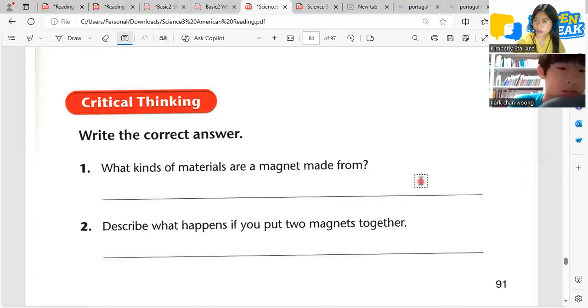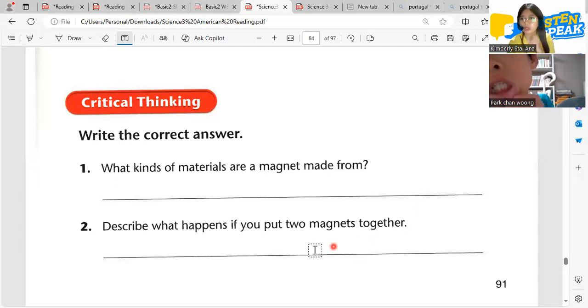How about number two? Describe what happens if you put two magnets together. It can repel or attract. Yes, whether it repels or attracts depends on which sides or poles you point at each other. If you use the same pole, they will repel each other. But if you use opposite poles, they will attract each other. So your answer is correct.